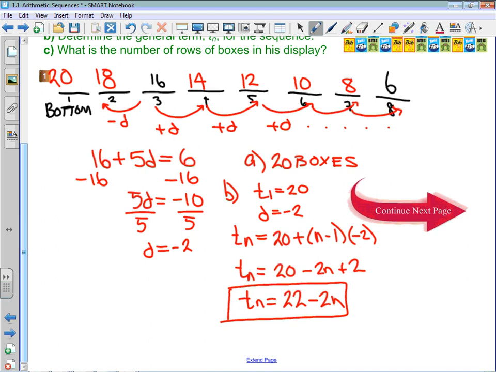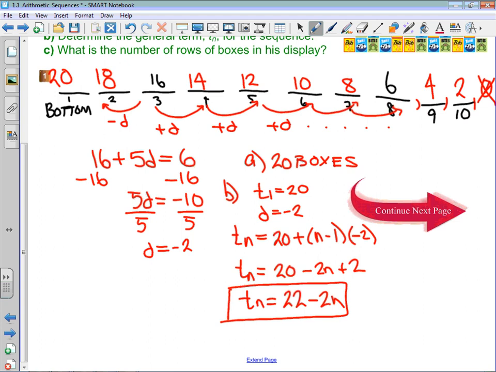For C, it wants to know what is the number of rows of boxes in his display. Lots of different ways of doing this. Honestly, now that I've done kind of all the hard work here, I would just carry my sequence forward. So in the 8th row from the bottom, there's 6 boxes. Then we would have 4, then we would have 2, and then we would have 0. Now, mathematically, the 0 belongs there. But are you really putting boxes on a pyramid if you're putting 0 boxes? I would argue no. So mathematically, this is a part of the sequence, but based on the question, I wouldn't include that. So this is the 9th row from the bottom, the 10th row from the bottom.